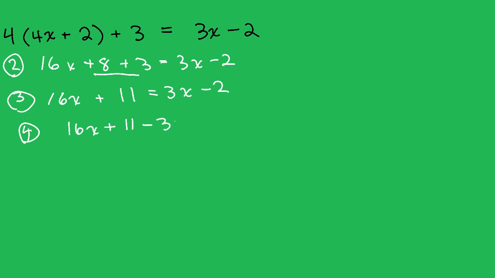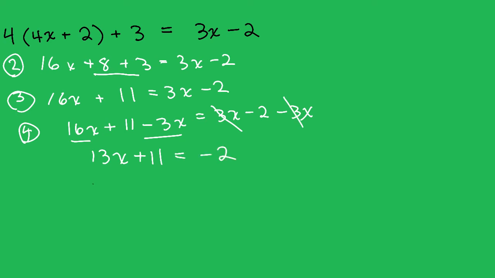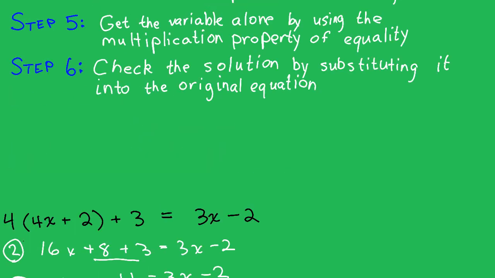16x plus 11 minus 3x equals 3x minus 2 minus 3x. 16x and negative 3x are the terms we've got here, so we get 13x plus 11. Cancel these out here like we want, equals negative 2. Now we need to get the numbers on the other side, so we'll subtract 11 here. So we'll get 13x plus 11 minus 11 equals negative 2 minus 11. 13x equals negative 13.